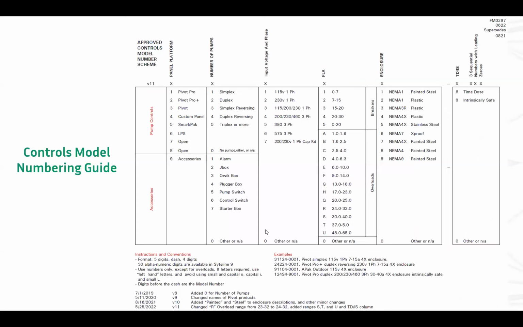So you can see that in the first column there, Pivot Pro is 1. So you're going to have 5 digits, then a dash, then 4 digits. And those first 5 digits are going to tell you the basic information about that panel. That's proved very helpful in some situations to kind of do a sanity check that you have the right panel for the lift station or whatever it is you're speccing out, because the numbers are going to tell you whether it's the Pivot or Pivot Pro, a simplex or duplex, the power, the amp range, etc.